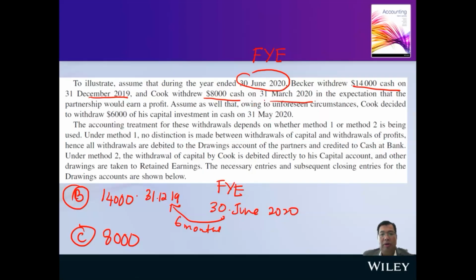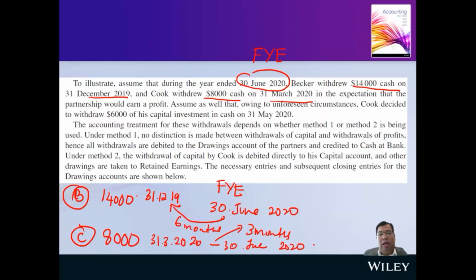The transaction happened on 31st March 2020 to 30th June 2020. So this will be 3 months. So you're going to charge interest for 3 months to Cook and 6 months to Becker, based on the period. The longer the period, the more interest. We want to discourage withdrawals.